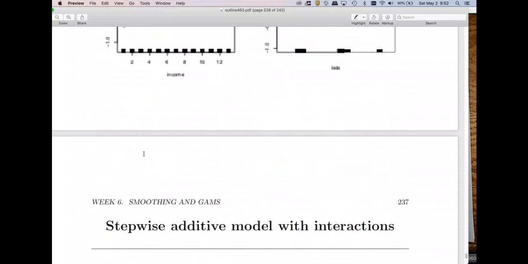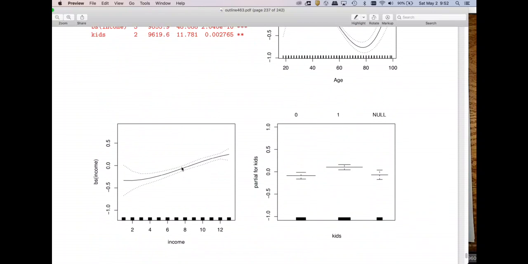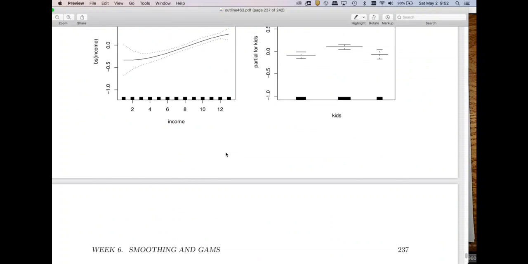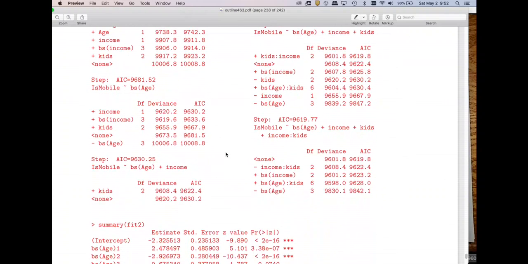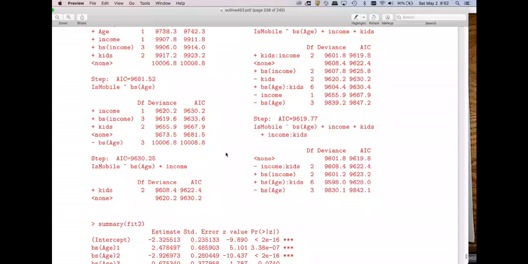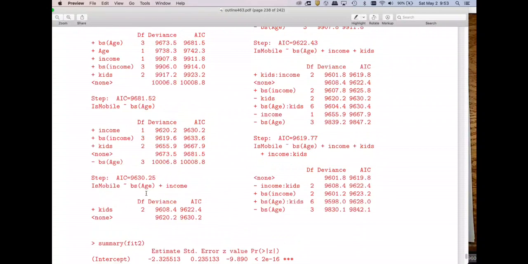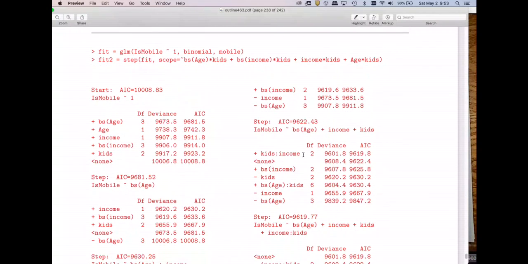This is telling me what I saw back here, namely, I don't need a nonlinear effect for income, so just bring it in as a linear effect. And so that comes in. So now I have age and income. Then you're going to see it wants to bring kids in. So now I have all 3 terms in, but it's told me I don't need a nonlinear effect for kids.